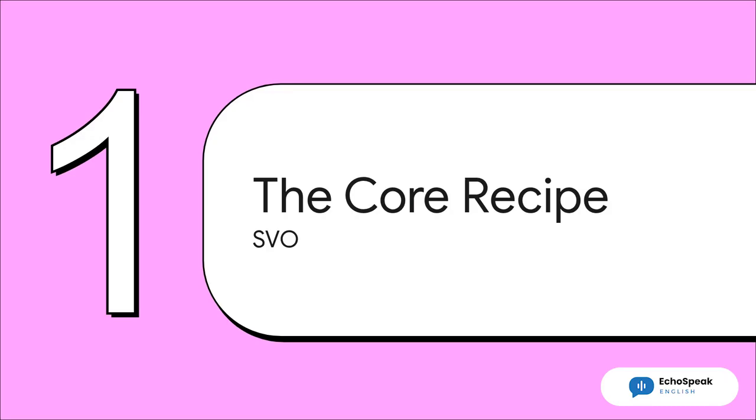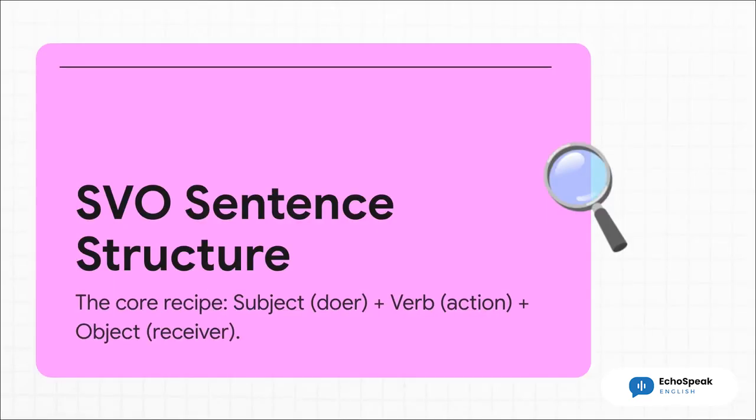Now, the foundation for almost every single clear English sentence is a super simple core recipe. We call it SVO. Seriously, think of this as the blueprint you're going to use over and over again to build really strong, effective sentences. So, what are the ingredients in this SVO recipe? Well, there are just three.